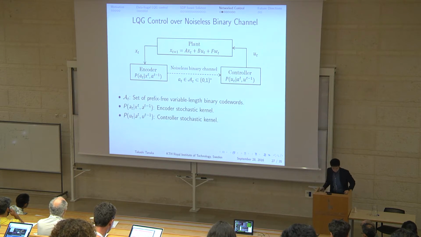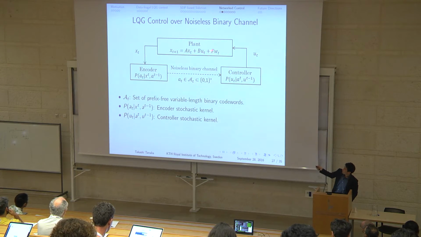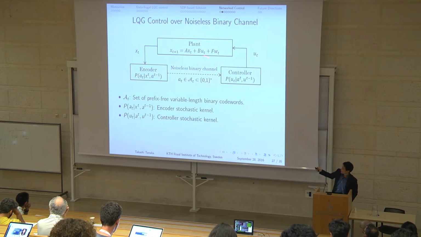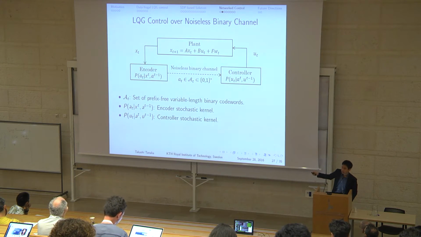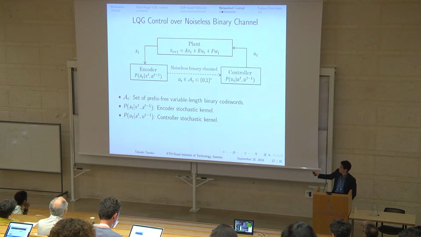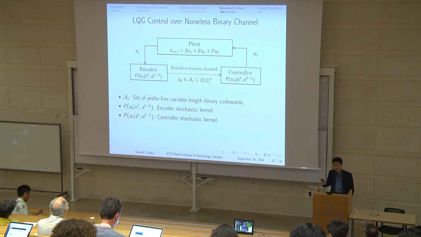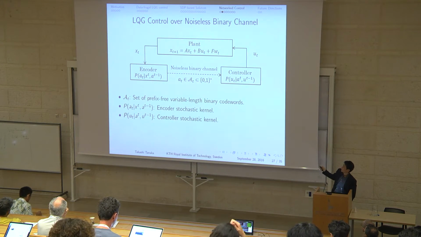So what I would like to consider is this problem. It's slightly different from the previous problem. Again, I have a linear plant with Gaussian noise, but this time I have an encoder here. At every time step, this encoder is able to observe the state vector x, but this information must be somehow encoded into a prefix-free variable-length binary code. It's a sequence of 0s and 1s. And this message must be received by this controller, and this controller must interpret this message to generate the appropriate control signal U.